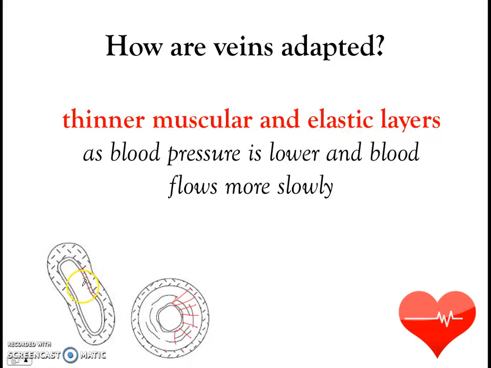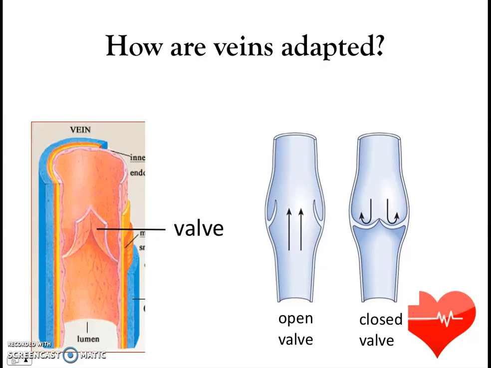And the second thing is that veins tend to have a larger lumen, a larger space for blood to flow through. Now this is to minimize the resistance for blood flow. Because the blood is already at very low pressure, you need a lower resistance for the blood flow. Now this next point is really important, so listen up. One way that veins are adapted is that they have structures called valves.